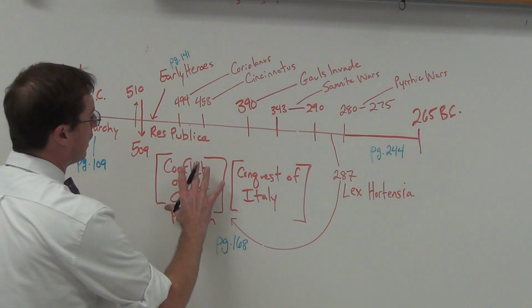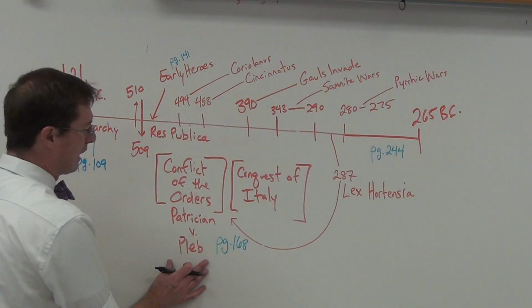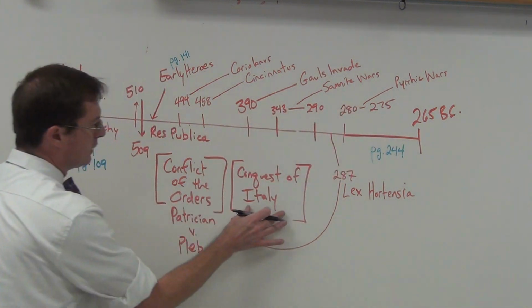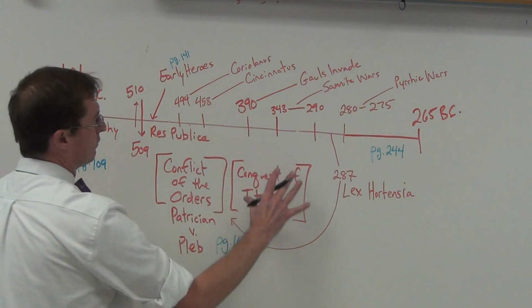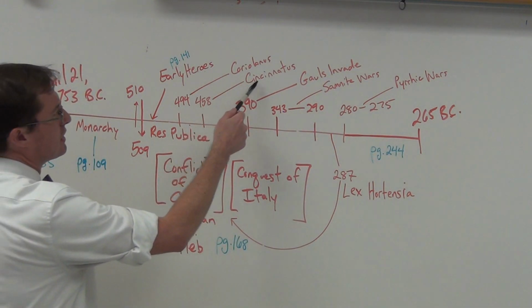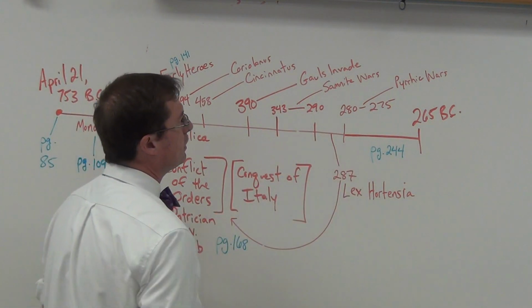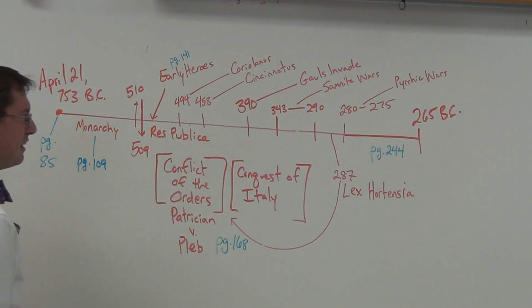One is that you have a conflict of the orders. That is going to be a domestic dispute between the patrician class and the plebeian class. And then, of course, there is all of this which will result in the conquest of Italy. So inside of Roman civilization and then outside of Roman civilization. We're going to encounter various people known as Coriolanus, Cincinnatus, the Gauls who will invade in 390, the Samnite Wars in those years, the Pyrrhic Wars in those years, then stopping, of course, at 265.